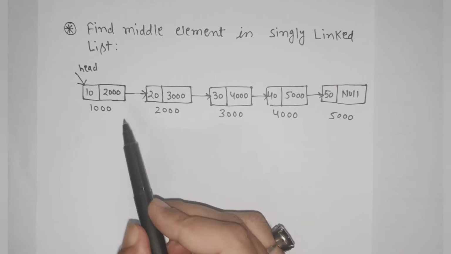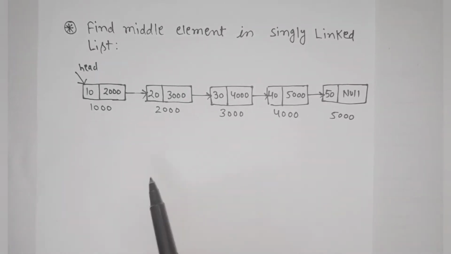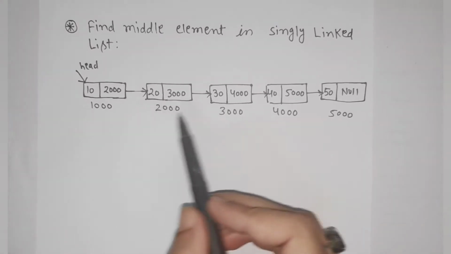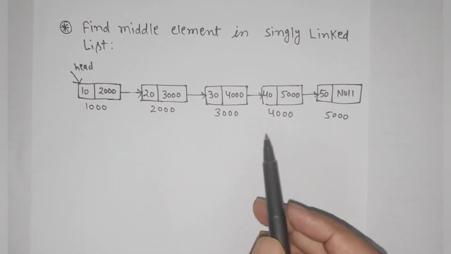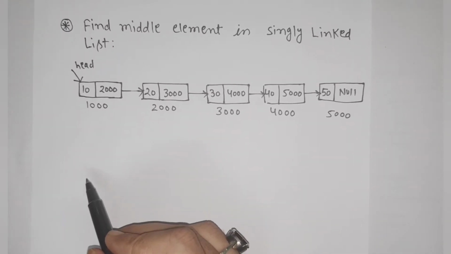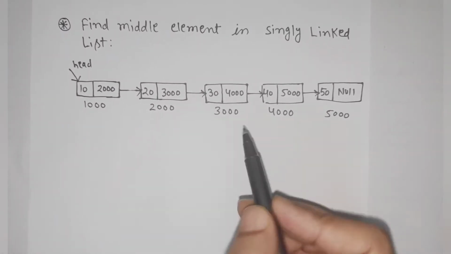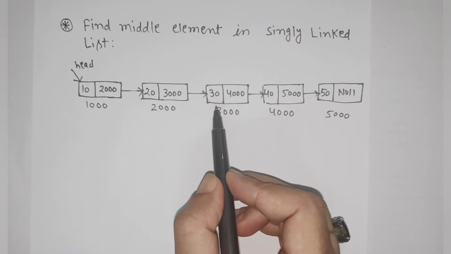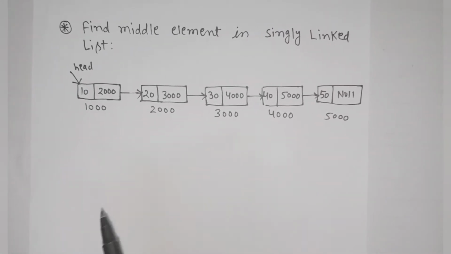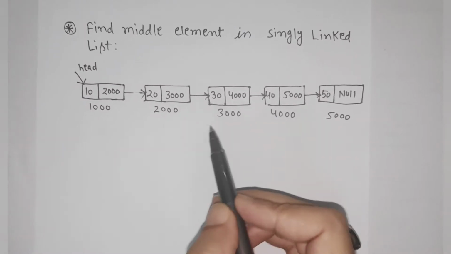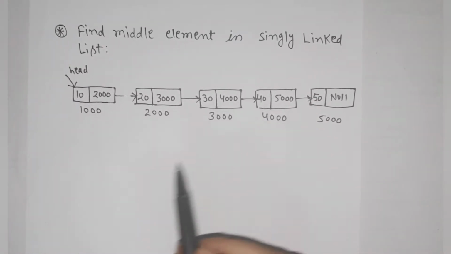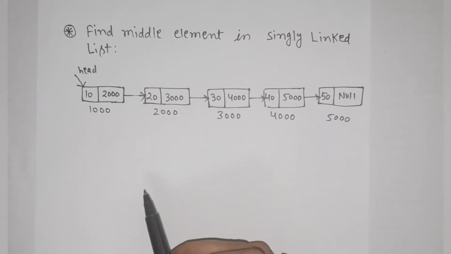So there can be multiple approaches to solve this problem. The first and very simple approach is, first we will count all the nodes. After that we will divide the count by 2 and we will again iterate our linked list to the new count. So then we will get our mid element. But your interviewer will definitely ask you to do this in a single iteration only. So now we will see how we can do this in a single iteration.